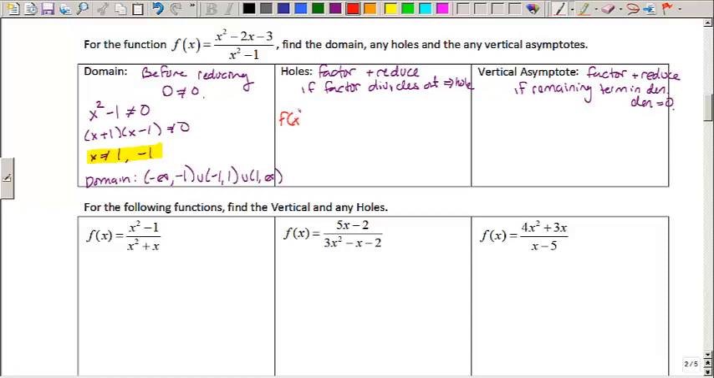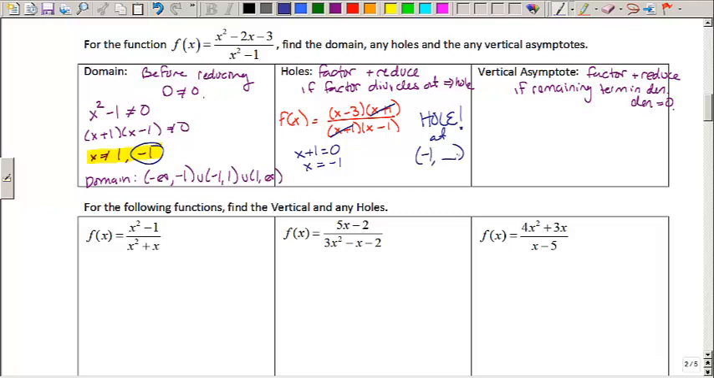So let's go back to the original function and factor the numerator and factor the denominator. I'm getting x minus 3 times x plus 1 and x plus 1 times x minus 1. Is there any term that divides out? Well, there is. X plus 1 and x plus 1 divides out. So because there's a factor that divides out, we have a hole. And the hole occurs when x plus 1, the factor that divides out, equals 0. So that occurs when x is equal to negative 1. Notice that's one of our excluded domain values. So my hole occurs at negative 1 comma some value.